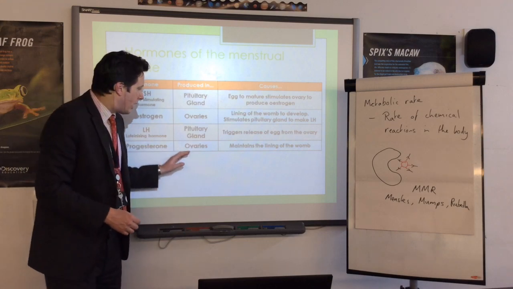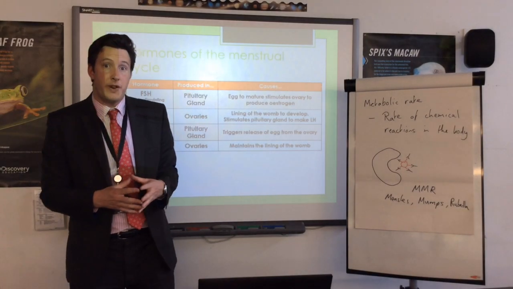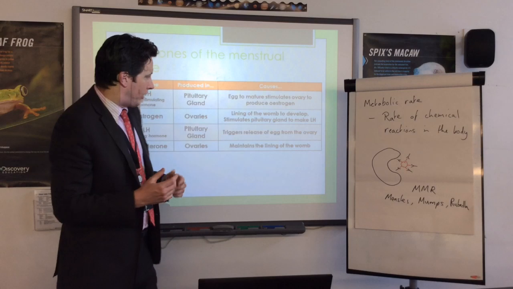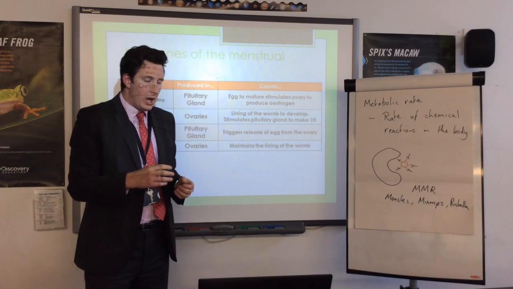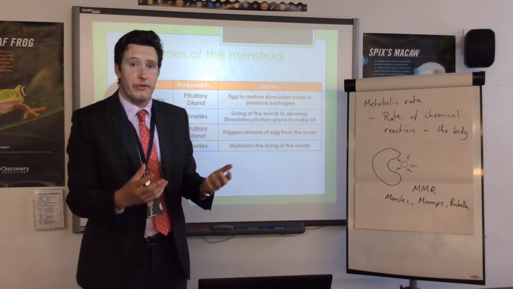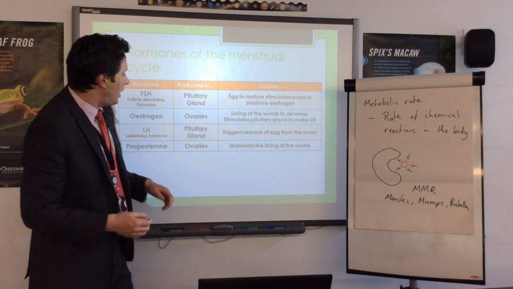Now, progesterone is produced by the ovaries, and it's actually released if the egg becomes fertilised. It causes the lining of the womb, the lining of the uterus, to stay thick, if it needs to accept a fertilised egg and hold it through gestation till the baby is born.